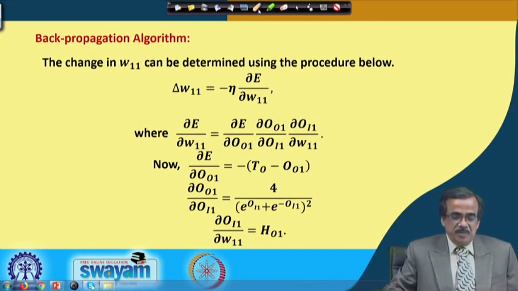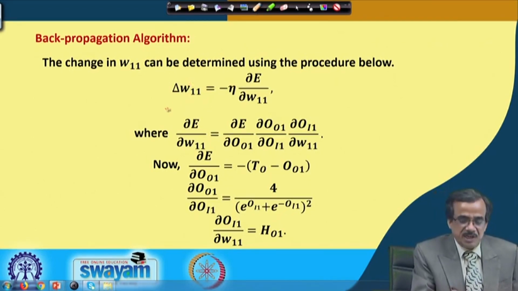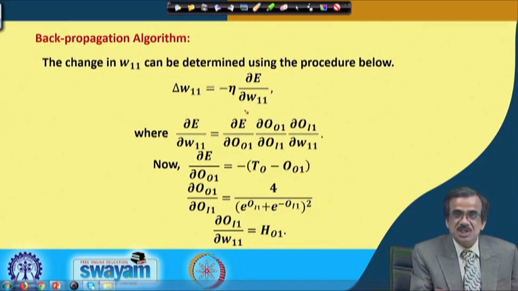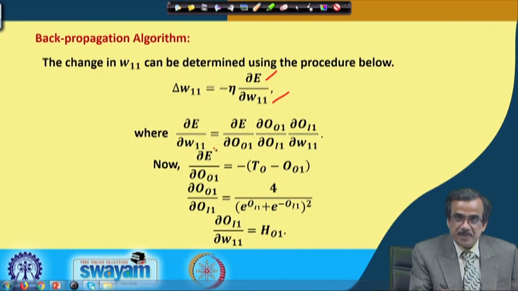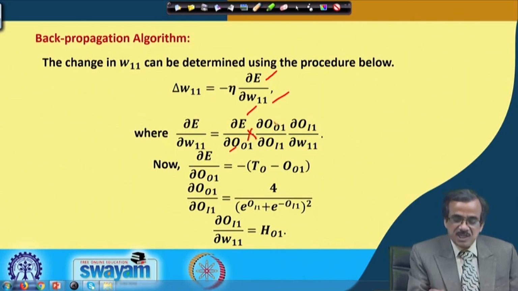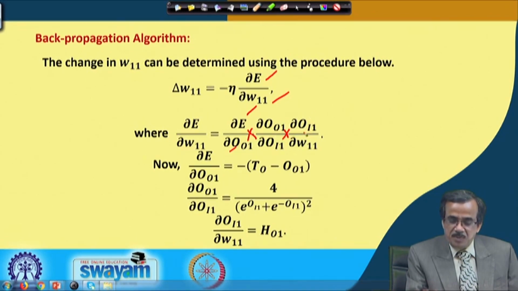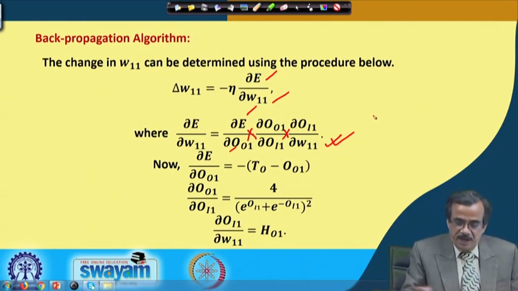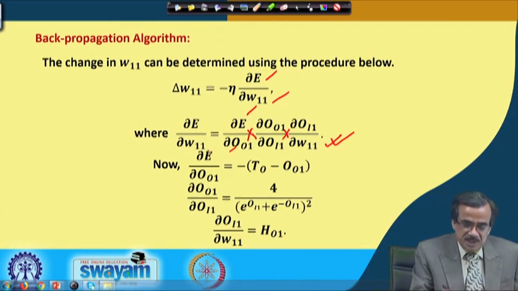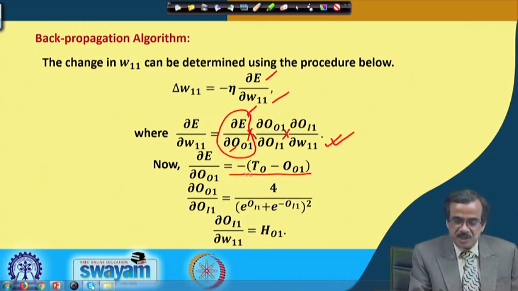According to this delta rule, the change in W11, delta W11, is nothing but minus eta times the partial derivative of E with respect to W11. The partial derivative of E with respect to W11 is the partial derivative of E with respect to O_O1, multiplied by the partial derivative of O_O1 with respect to O_I1, multiplied by the partial derivative of O_I1 with respect to W11. We have already discussed how to find these partial derivatives. For example, the partial derivative of E with respect to O_O1 we can very easily find as this expression.